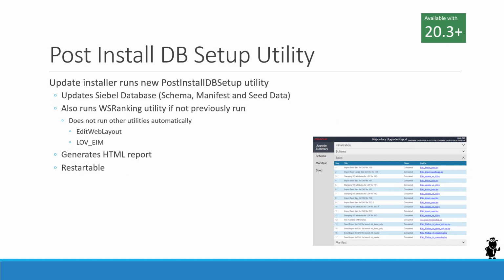The post-install database setup utility, as mentioned previously, is a separate utility but included in the SES update installer. It is an orchestration facility for several scripts and utilities that update the Siebel database in terms of schema, manifest information, seed data and repository. It also runs several other utilities that previously needed to be run manually, such as WS ranking. It generates an HTML report, which can prove very useful for analyzing what changes have been introduced, and is restartable.